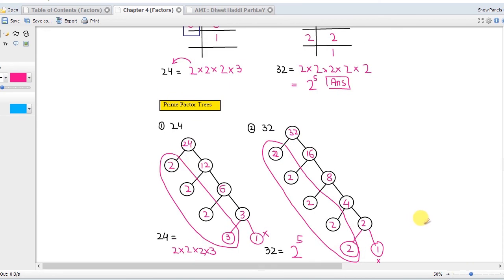Okay, I hope you have got the concept. So that's it for our today's session. You can practice multiple questions on your own to have a good grip on this concept.